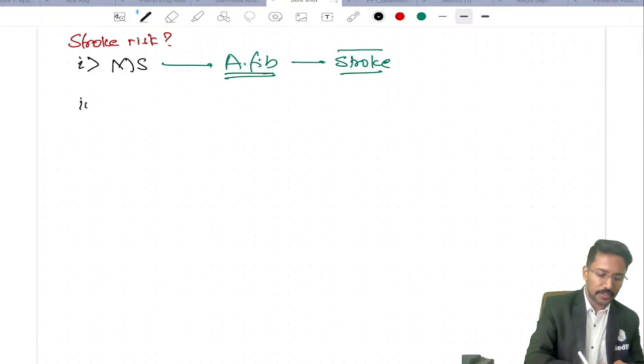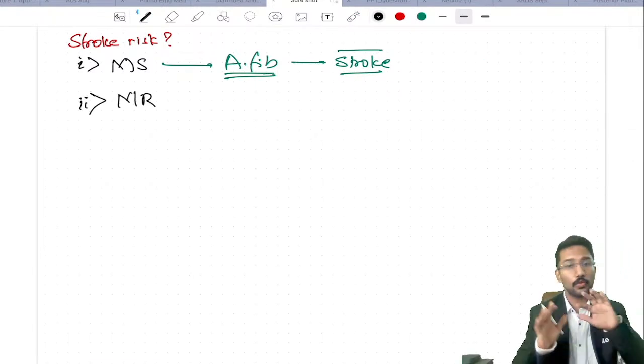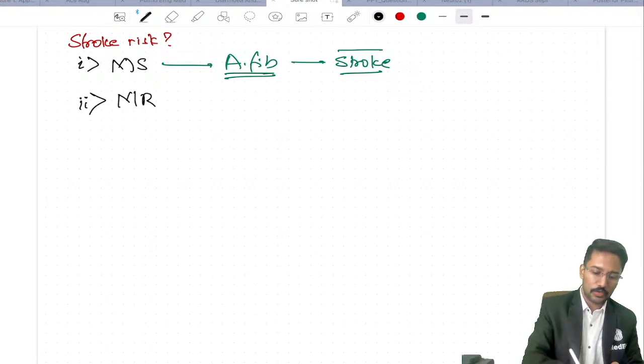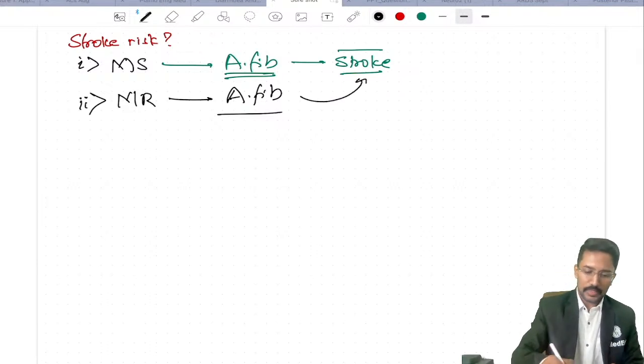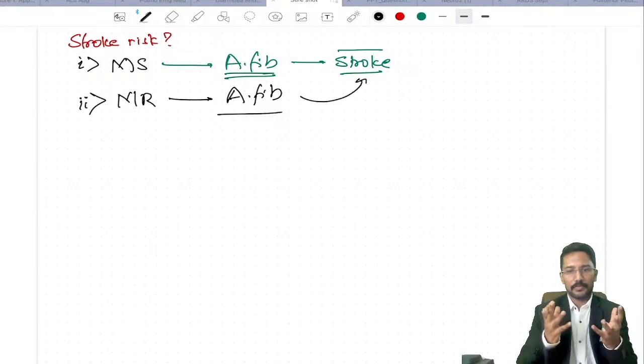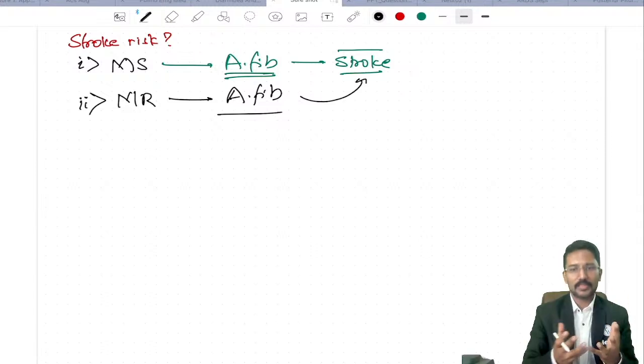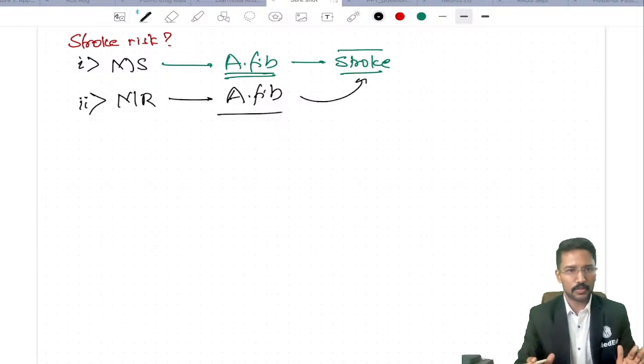Can mitral regurgitation cause stroke? Yes. Mitral regurgitation can also be associated with atrial fibrillation. Why? Because anything that dilates the left atrium, anything that increases the size of the left atrium, can increase the risk of development of atrial fibrillation. Okay, both of them can be associated with it.